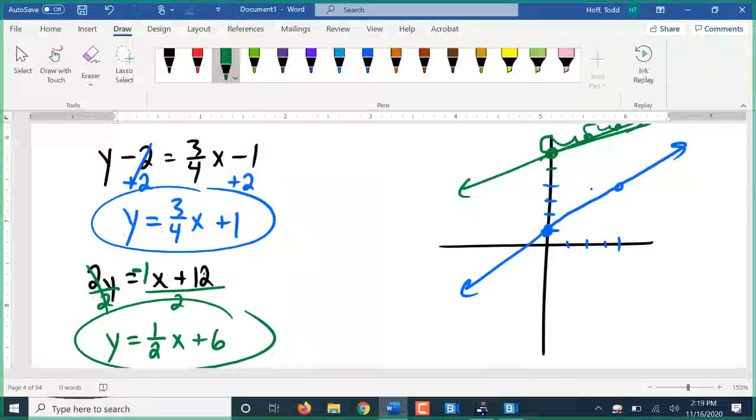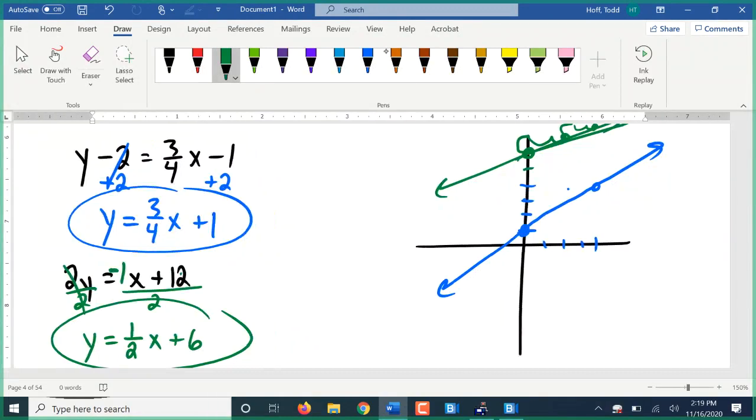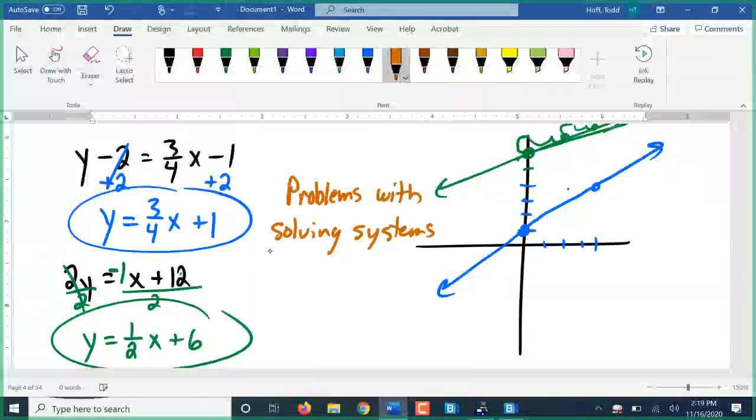So here's one where we cannot solve it with graphing. Or we could, I suppose, if we had a really large graph. But these points just go off the scope of our graph. And this is an issue with graphing. There's two things that are issues with graphing. Problems with solving systems of equations by graphing.